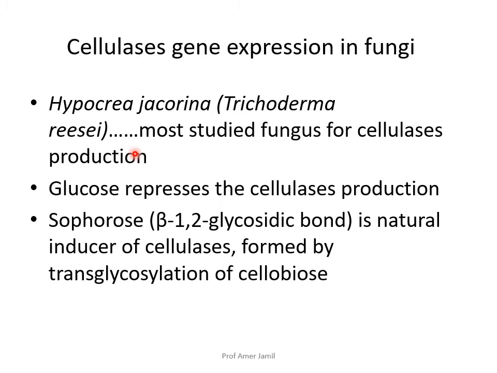An inducer of the cellulase gene is the molecule called sophorose, with a beta 1,2 glycosidic bond. It is a natural inducer of cellulase genes, we can say, and it is formed by transglycosylation of cellobiose. Cellobiose is composed of a beta 1,4 linkage between two glucose molecules and is the basic subunit of cellulose.